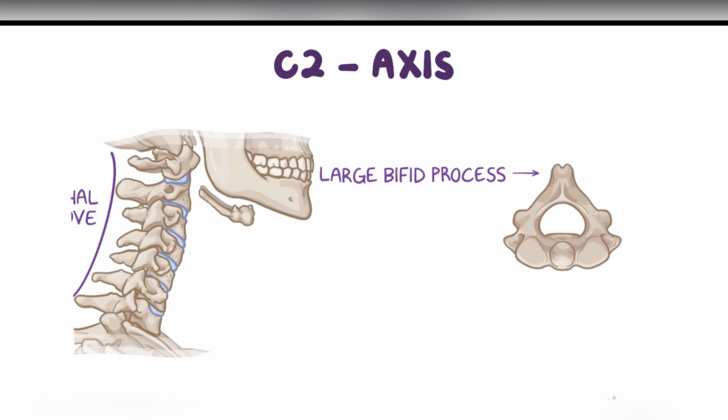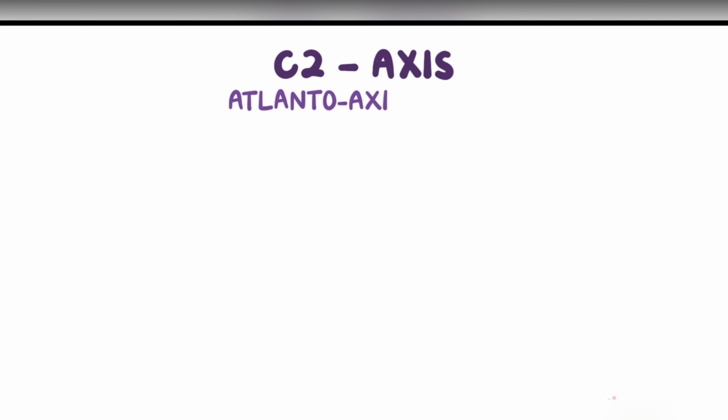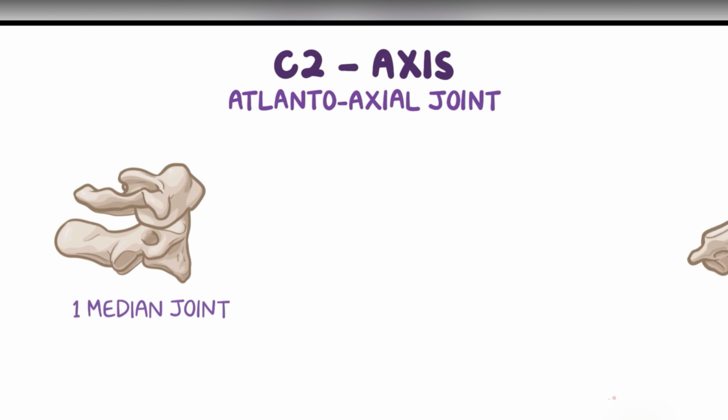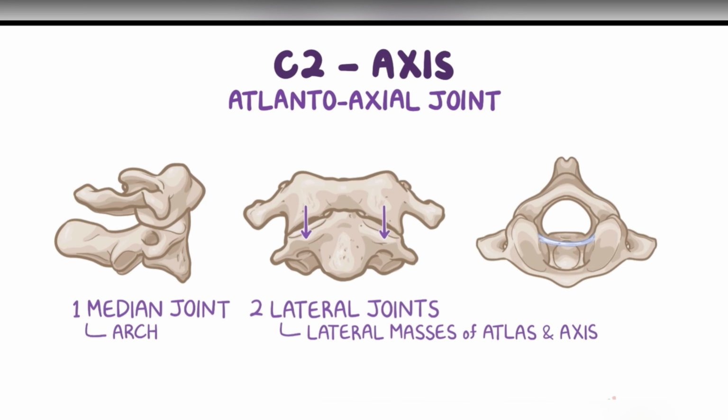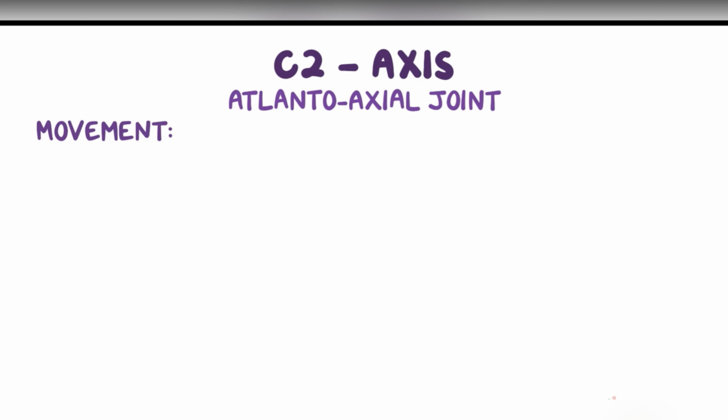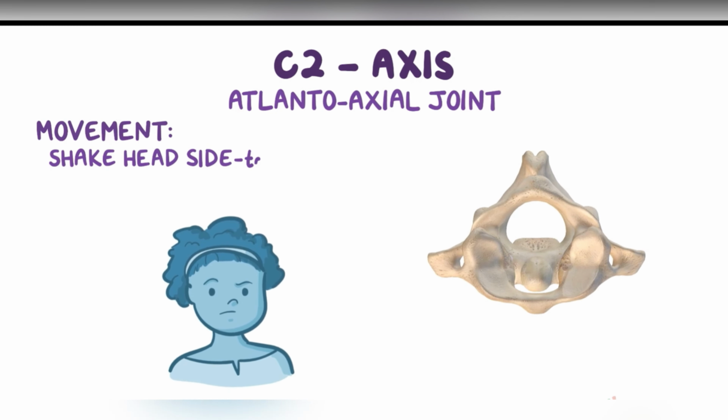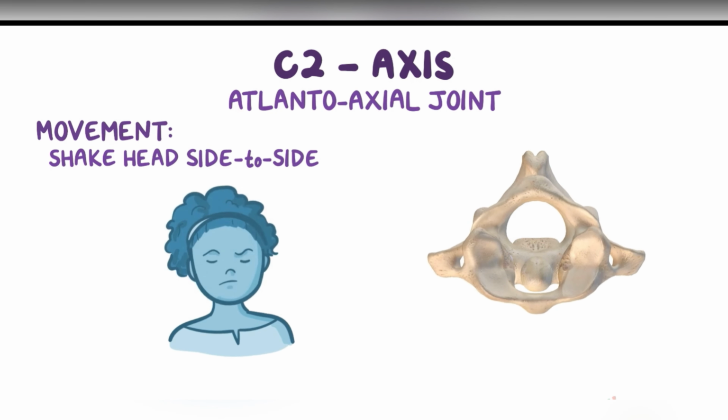Now, the atlas and the axis join together and form the atlantoaxial joint, which is a complex joint made up of 3 synovial joints, 1 median joint, and 2 lateral joints. The lateral joints consist of the lateral masses of atlas and axis, while the median joint is between the posterior surface of the anterior arch of atlas and the front of the odontoid process. The primary movement in this joint is rotation, or moving the head side to side, known as the no movement.